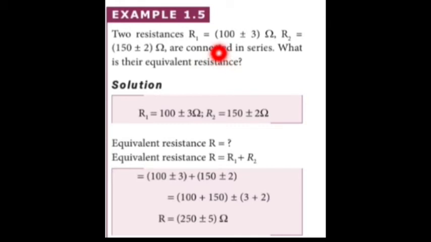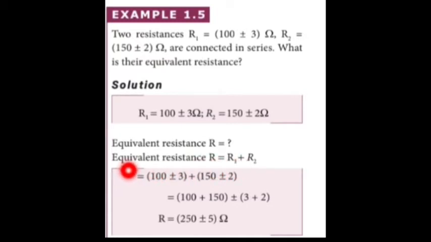You already studied this in your 10th standard: resistors connected in series and resistors connected in parallel. What is the formula for resistors connected in series? The total effective resistance Rs is equal to R1 plus R2. That is the formula for resistors connected in series. See the screen, it will be given R is equal to R1 plus R2.